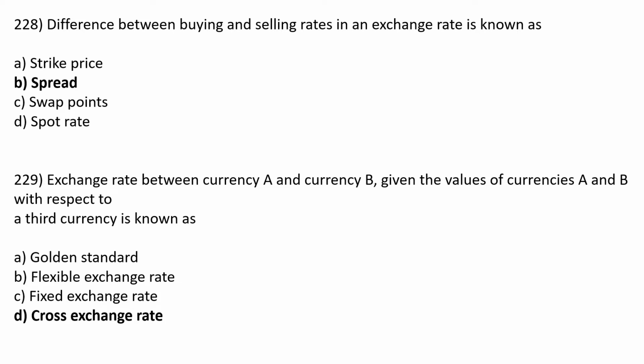The exchange rate between currency A and currency B, given the values of currency A and B with respect to a third currency, is known as: option A gold standard, option B flexible exchange rate, option C fixed exchange rate, option D cross exchange rate. The correct answer is option D, cross exchange rate. The exchange rate between currency A and currency B, given the values of currency A and B with respect to a third currency, is known as cross exchange rate.